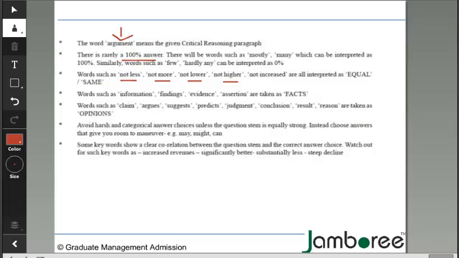Words such as information, findings, evidence, assertion, they are all facts. You will see these words a lot in boldface. We'll talk about that a little bit. Words such as claim, argues, suggests, predicts, judgment, they can all be taken as opinions. So avoid harsh and categorical answers. And there are always some keywords. In boldface, I will talk specifically about what those keywords are.